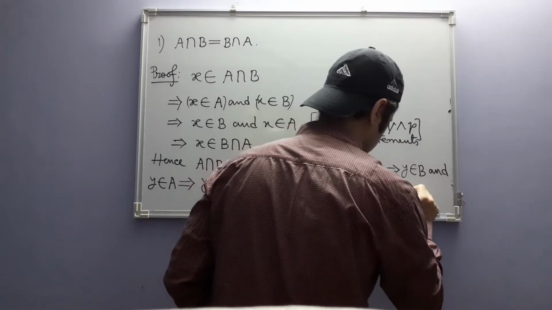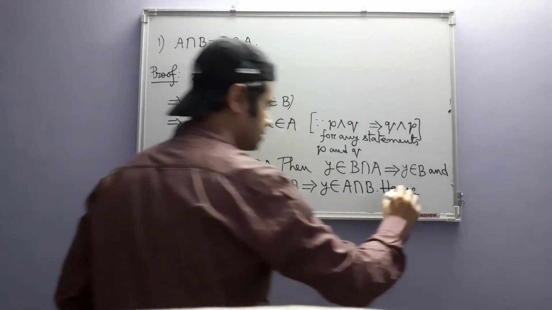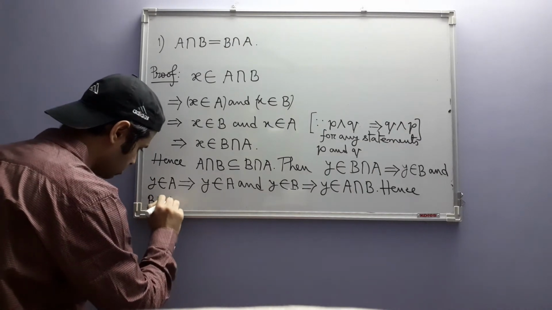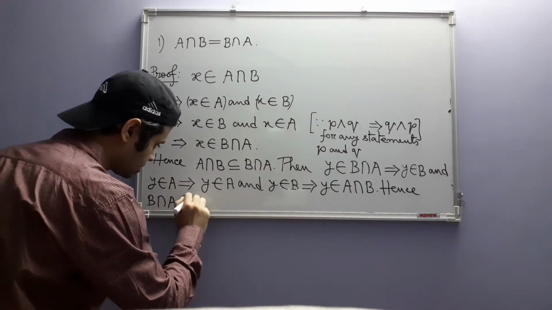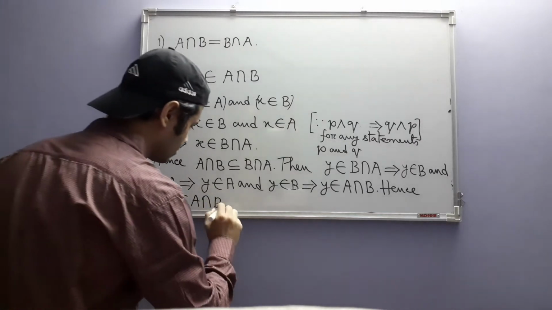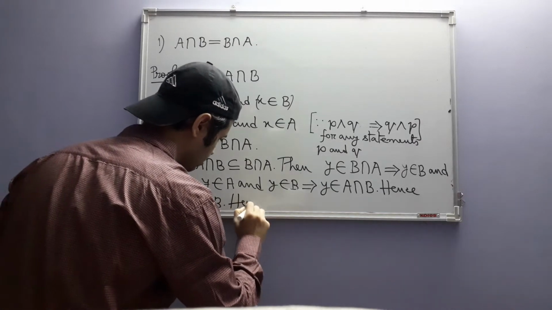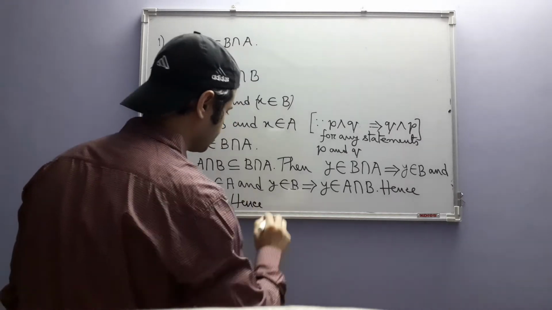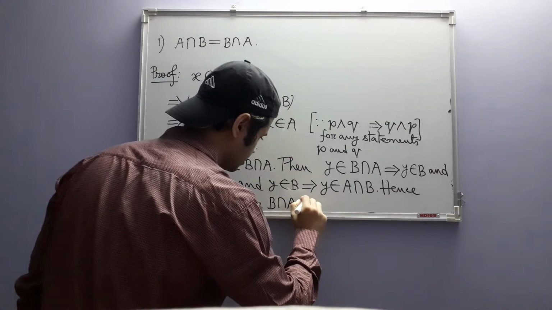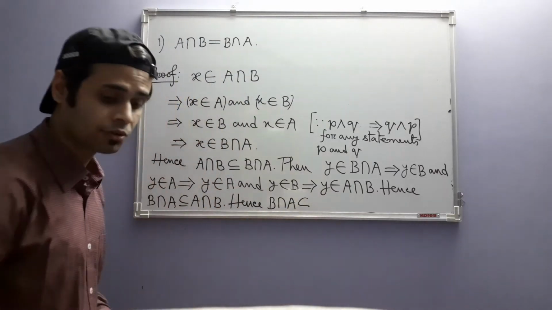Hence, B intersection A now is a subset of A intersection B. Hence, B intersection A is, oh, I have already written this.